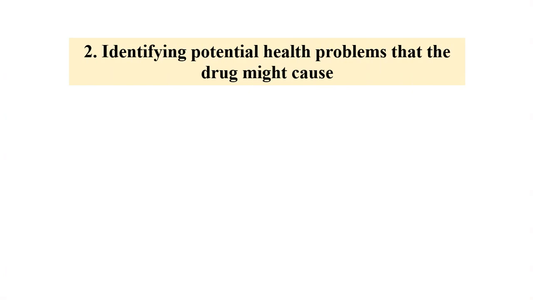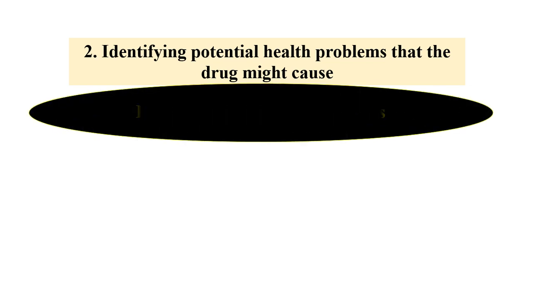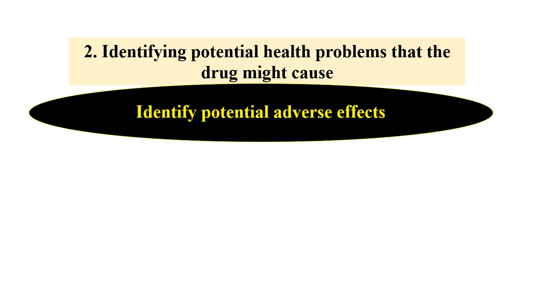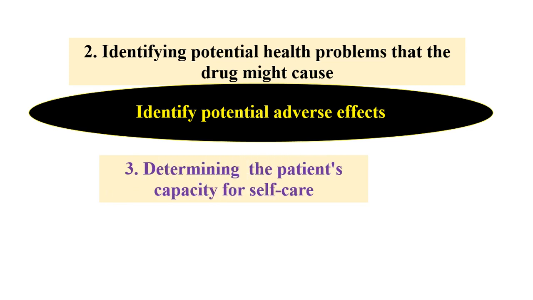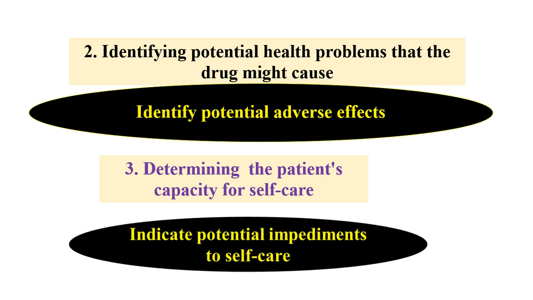Second, identifying potential health problems that the drug may cause. And this means to identify potential adverse effects, so the problem may occur due to adverse effects of the therapy. And third, determining the patient's capacity for self-care, as we said previously, how the patient can care for himself in taking the drug. So indicate potential independence in self-care.